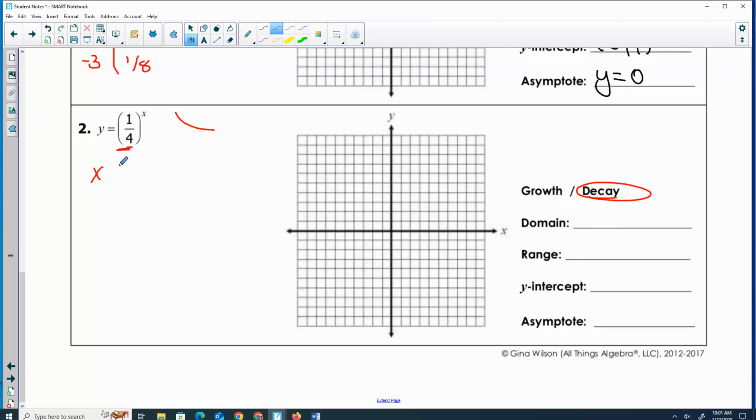We need some points. So I'm just going to do some positive, 0, and some negatives. So 2, 1, 0, negative 1, negative 2. That should give us enough points for our graph.